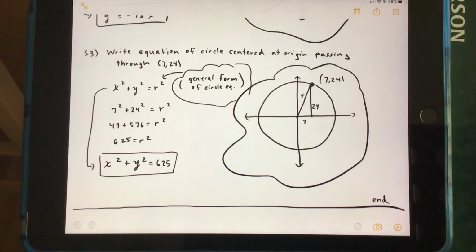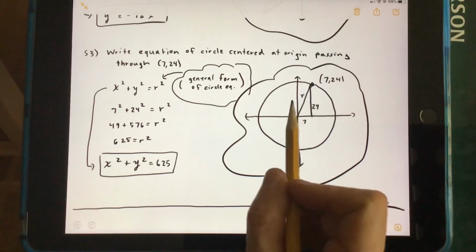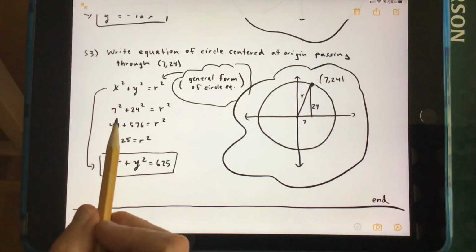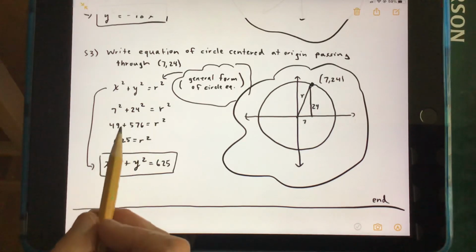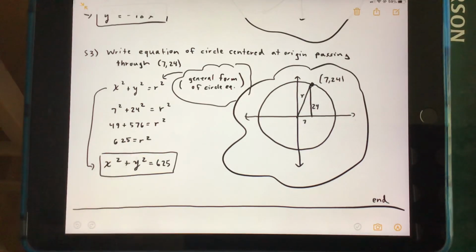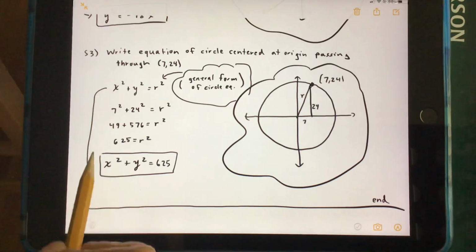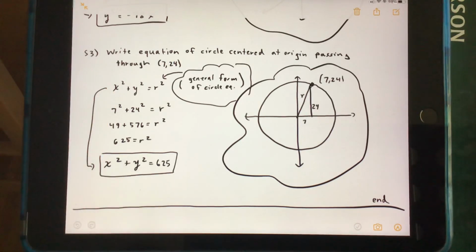So to figure out my radius squared, I'm going to go ahead and use the Pythagorean theorem. These are the legs, 7 and 24, and r is the hypotenuse. So over here, I'm writing 7 squared plus 24 squared equals r squared. I'm going to go ahead and simplify that down to 625 is equal to r squared. And now I'm ready to write the general form of my circle equation as a specific circle. And here I am taking that general form and plugging in the specifics of my radius. So the radius squared is 625, and there's the equation of my circle.